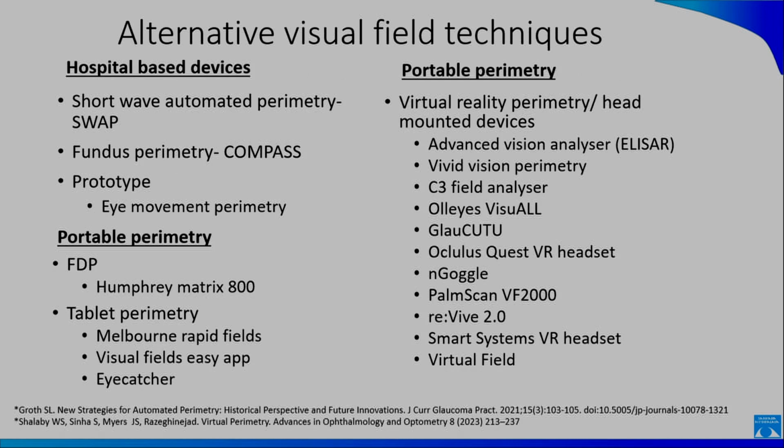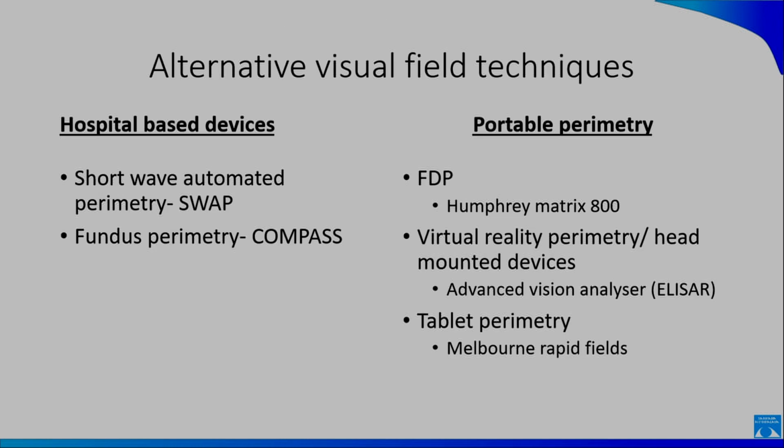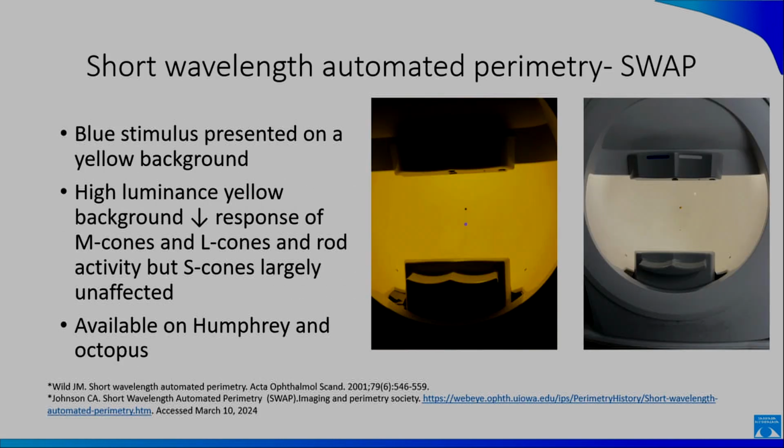So these are a few of the devices that are available, as well as those in the pipeline. Due to time constraint, I shall restrict myself to one per category of the established devices. So shortwave automated perimetry uses a blue stimulus on a yellow background, as you can see here, when compared to the white-on-white perimetry.